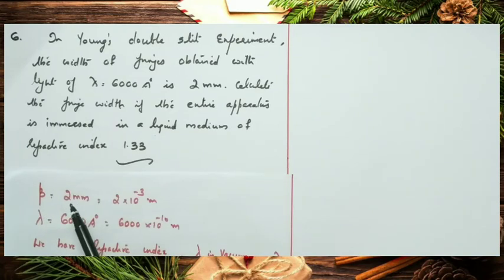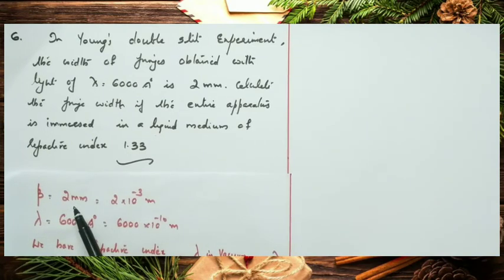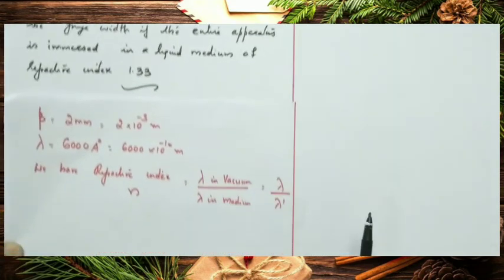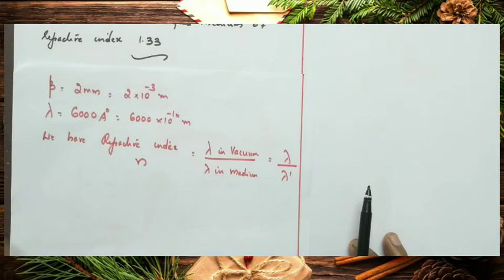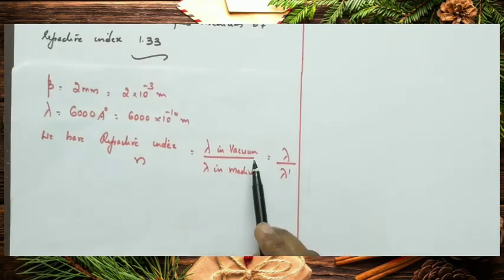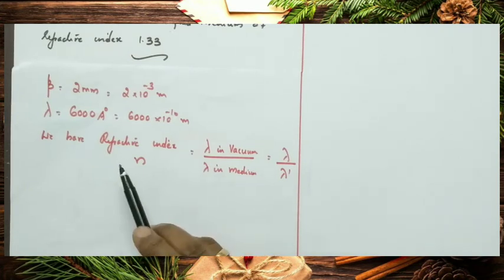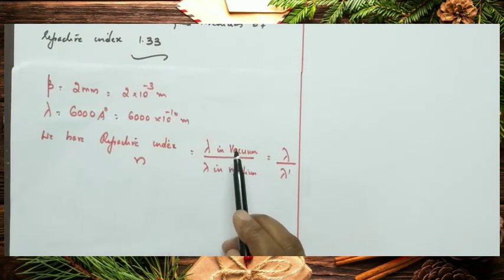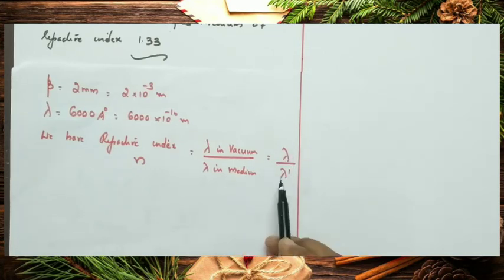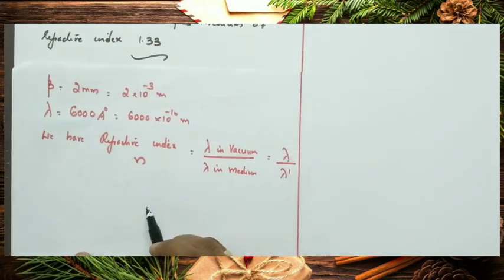What are the values given? The original fringe width in air is 2 mm, that is 2 into 10 raised to minus 3 meter. The wavelength of light used is 6000 angstrom, that is 6000 into 10 raised to minus 10 meter. We have the formula for the refractive index of any medium: n equals wavelength of light in vacuum divided by wavelength of light in medium, so we can write lambda divided by lambda dash. This is a general formula.